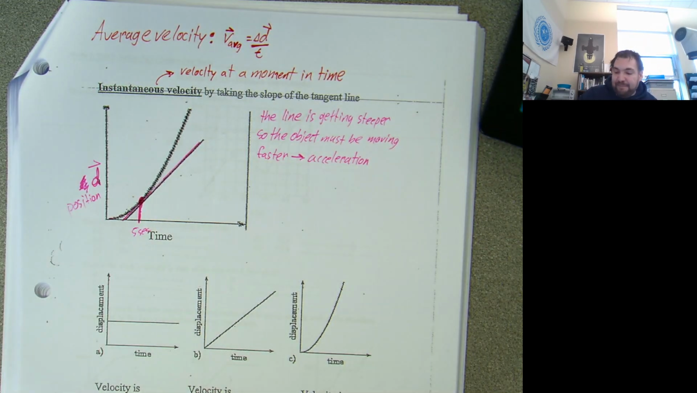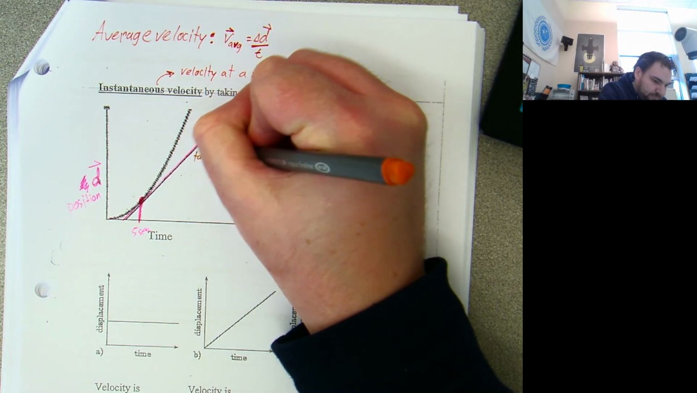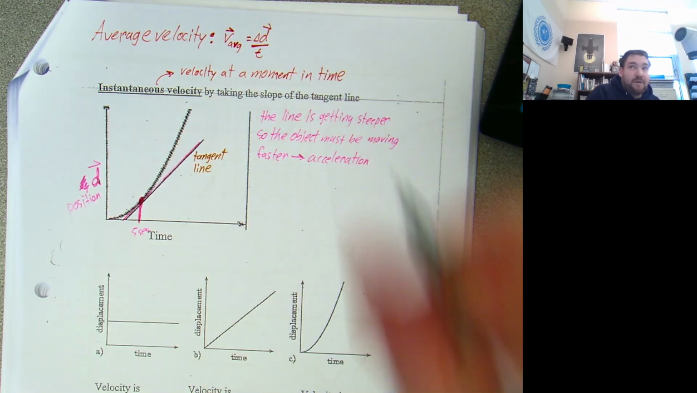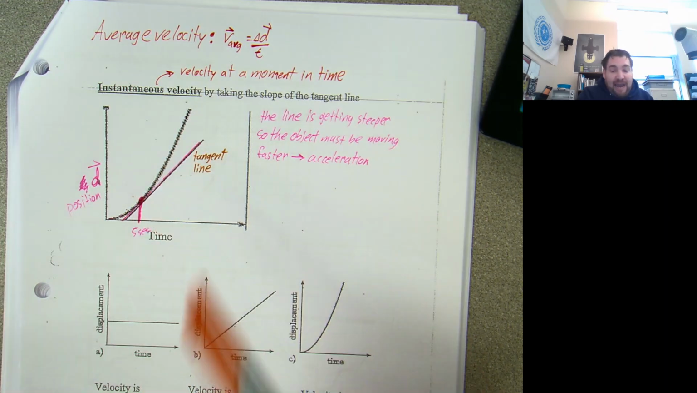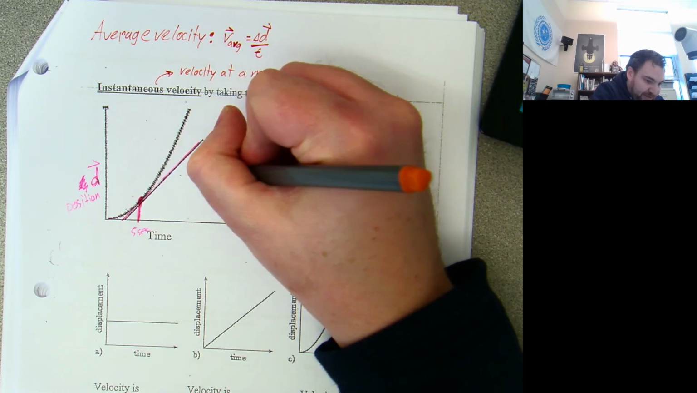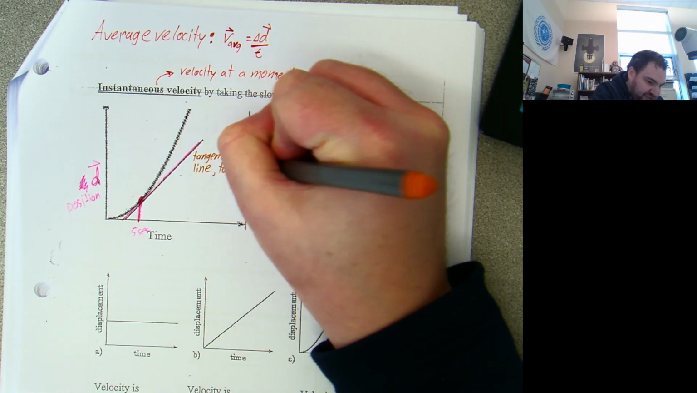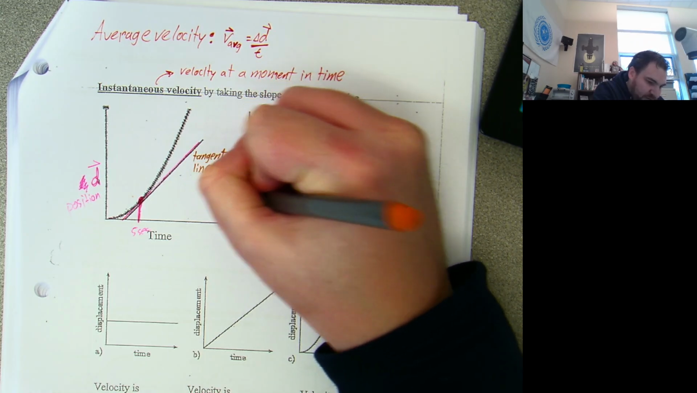This line has a name. It's called a tangent line. Now, I don't think circle geometry is taught anymore in grade 10. It used to be. A tangent is a line that touches a curved line at one point. It doesn't cut through the graph anywhere. It just touches at one point.